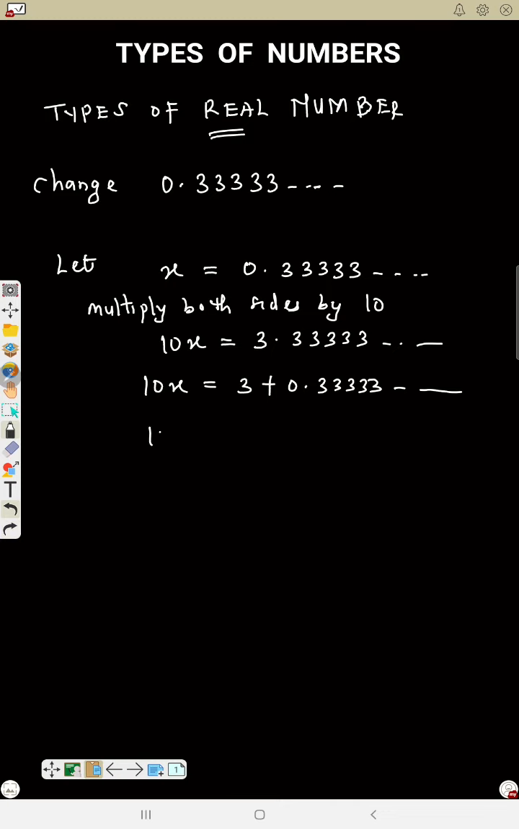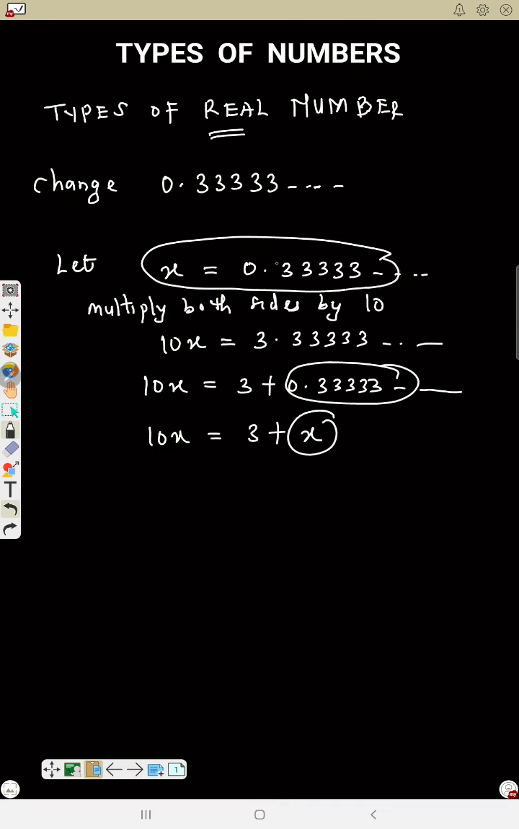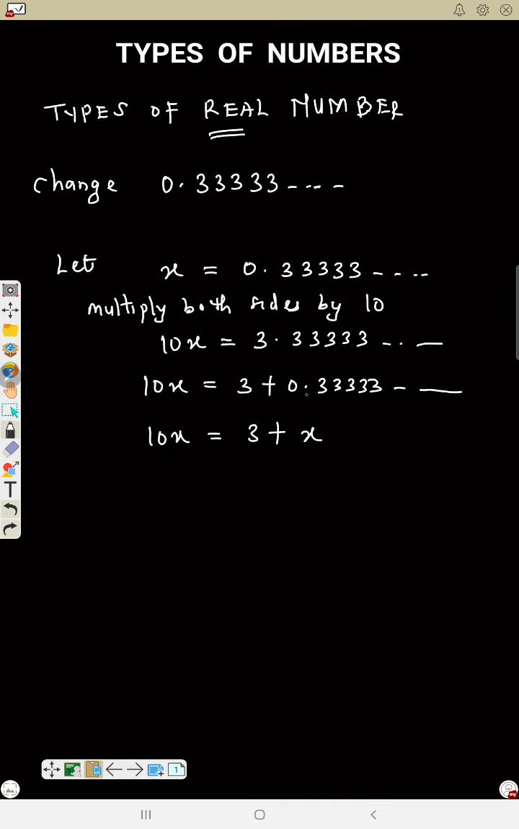So now this will be 10x equals 3 plus x. Why x? Remember from beginning I said let s be 0.3333. So now that I see 0.33 here, I can represent it back as s. Substitution. Collect like terms.